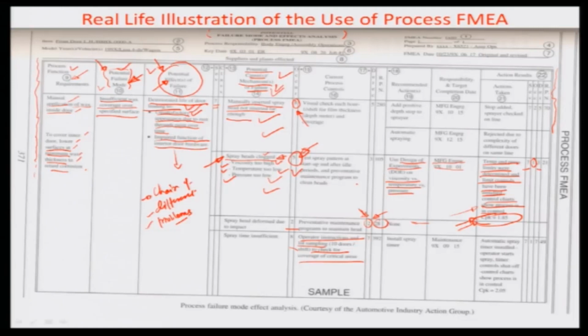column 17, column 18 to 21. So in the first problem which was identified, the RPN was reduced from 280 to 70, and the second problem it comes from 105 to 21.